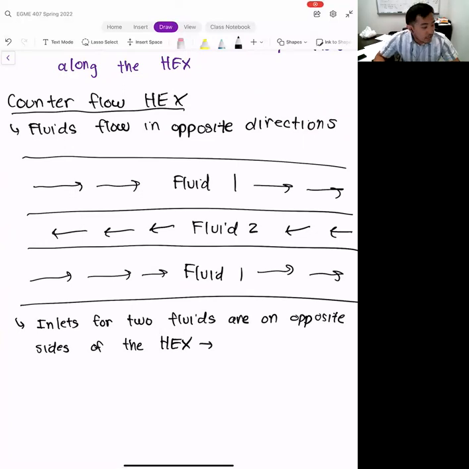And so that means the inlet of one fluid is going to be matched up with the outlet of the other one.